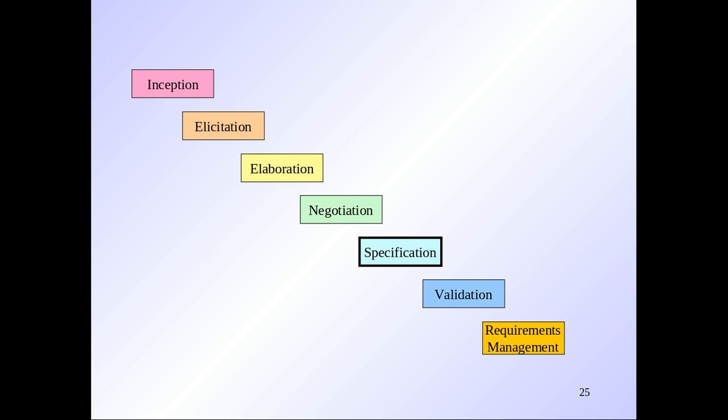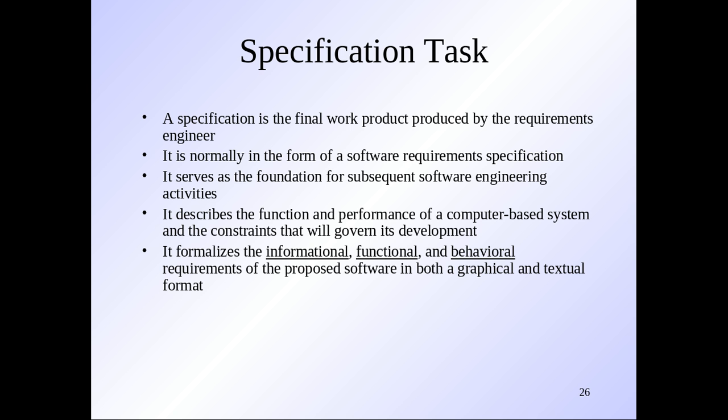Okay. Next is the specification. Now the specification task gives the flowchart and algorithm. Specification is the final work product produced by the requirement engineer. Whatever your product is, it will be in the form of your software requirement specification. That is the SRS document that you will be using. We call it the SRS document, software requirement specification.